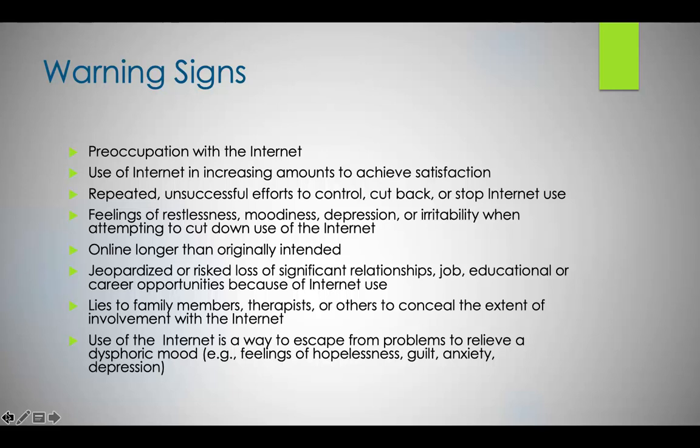jeopardizing and risking loss of significant relationships, job, or educational opportunities because of the internet use, lying to family members, therapists, or others to conceal the actual extent of their internet use, and the use of the internet as a way to escape from problems or to relieve dysphoric moods like feelings of hopelessness, guilt, and anxiety.